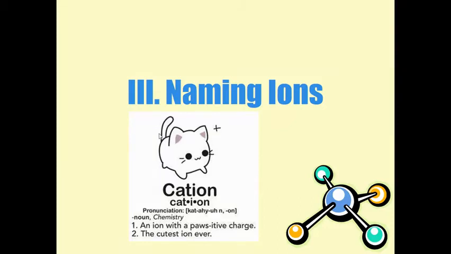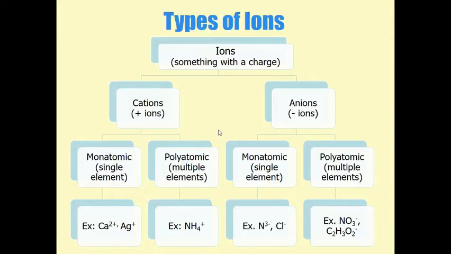Okay, now we're going to learn how to name ionic compounds. In order to name ionic compounds, we need to be able to name ions, just the individual parts that make up your ionic compound. Remember, your ionic compounds are made up of a cation and an anion. And the cations have a name and the anions have a name.